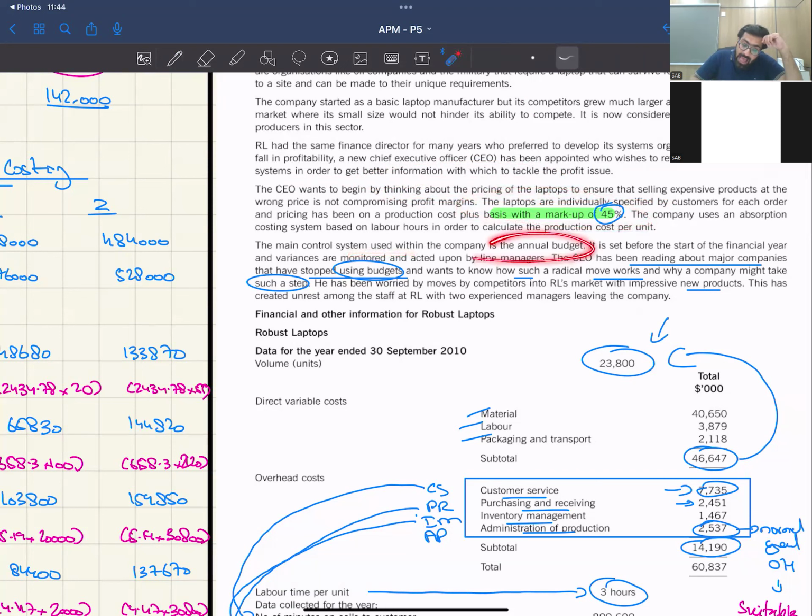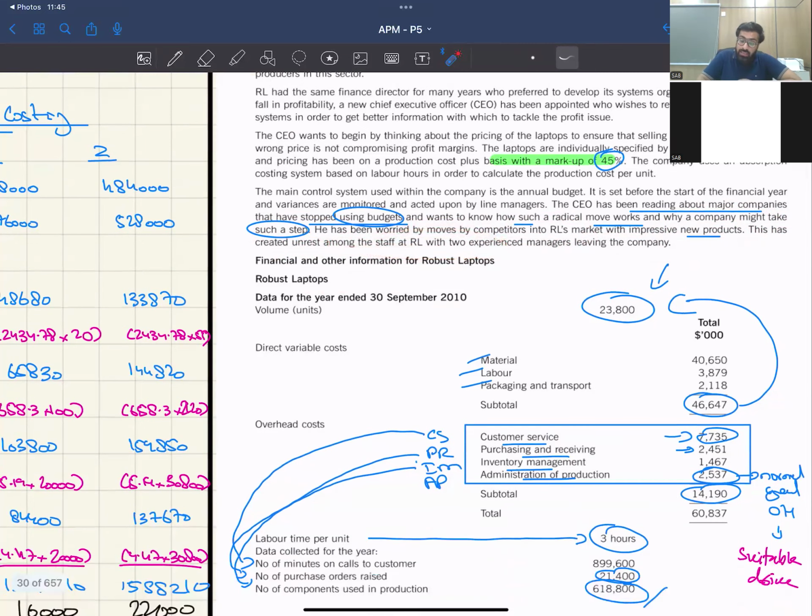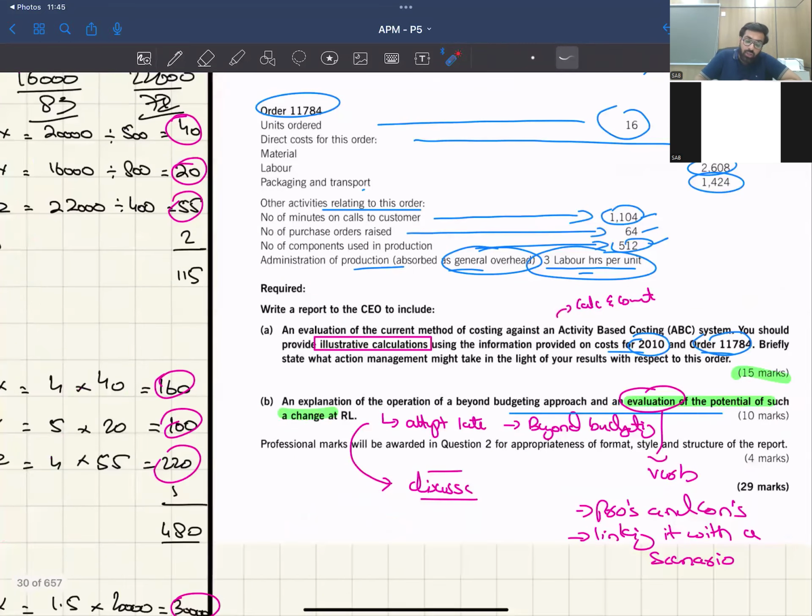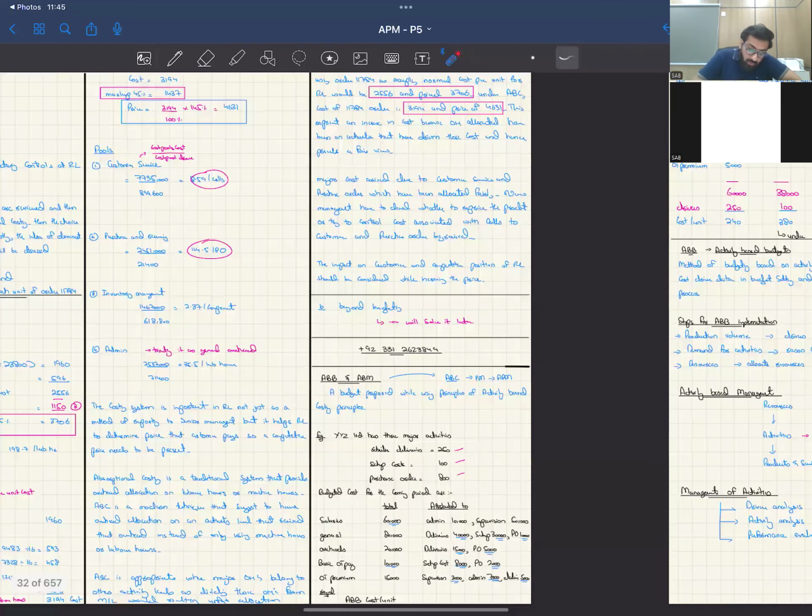The main control system is the annual budget. Here's the main thing: it's a control system. It's set at the start of the financial year, and variances are monitored and acted upon by line managers. The CEO has been reading about major companies that have stopped using budgets, and how radical a move that is and why a company might take such a step. He has been worried by moves by competitors into RL's market with impressive new products, and this has created unrest among the staff. So they want these new budgeting tactics, and they have asked you to evaluate them, because you have read the budgeting chapter.